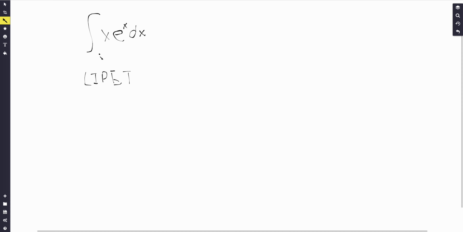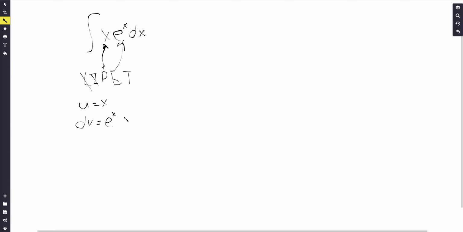Do we have a logarithm here? We don't. Do we have inverse trig? No, we don't. Do we have a polynomial? We do, and that's the x right here. So that's where the u value is going to be, the x. Do we have e? Yeah, the exponential is right here, but the polynomial comes first. So our u is going to equal x, and our dv is going to equal e to the x.